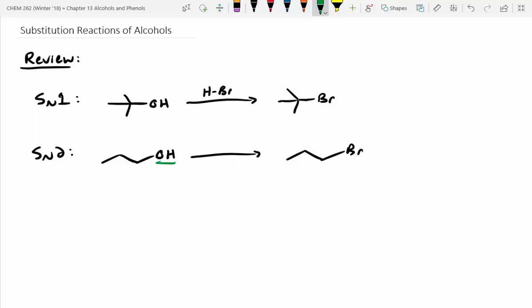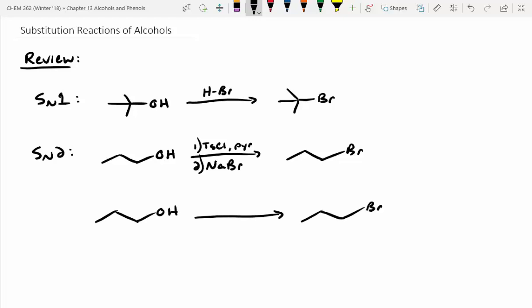Tosyl chloride and pyridine, that was one way. That tosylates the alcohol, and then what can we add to swap off that tosyl group with the bromine? NaBr, right? Because we want that Br minus to do the attacking. So NaBr would work well for that. That works.